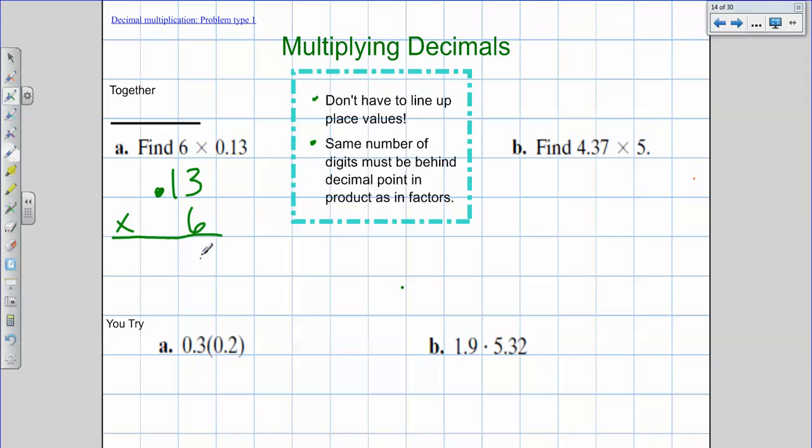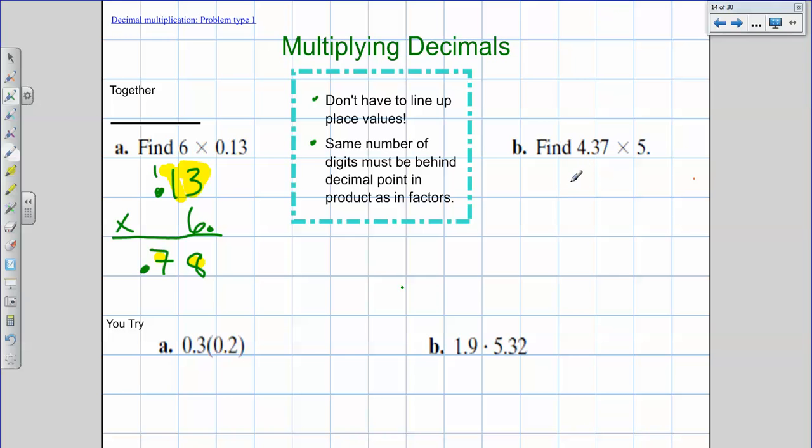So 6 times 3 is 18. 6 times 1 is 6 plus 1 is 7. Now I'm going to look at how many digits total are behind my decimal point, to the right of my decimal point. I have 2, because my decimal point is right here. So that means I'm going to have 2 numbers behind my decimal point. So 78 hundredths is my final answer.